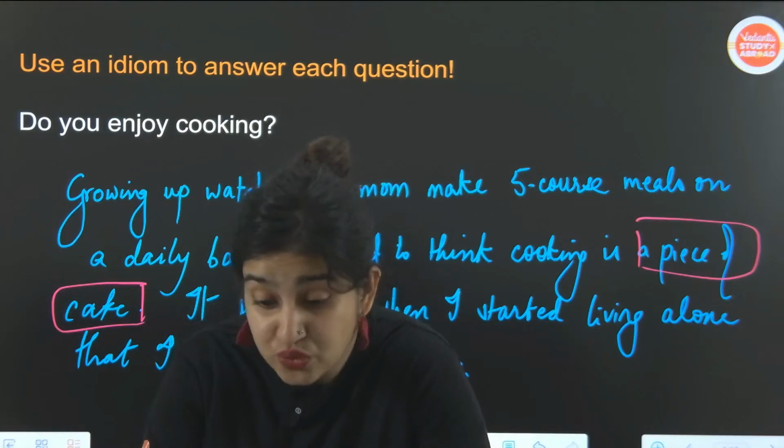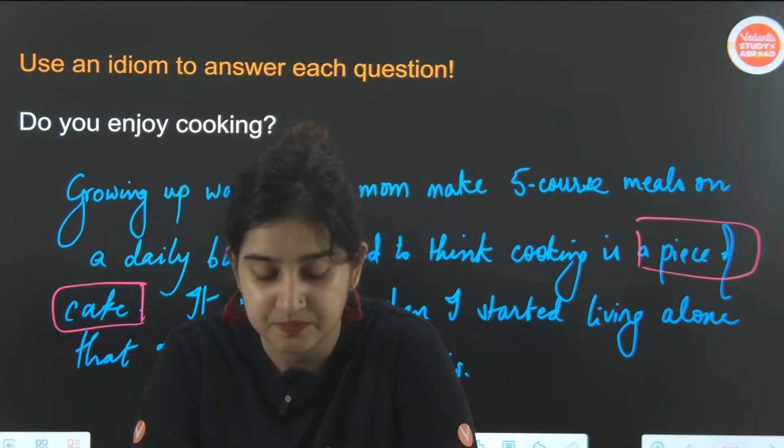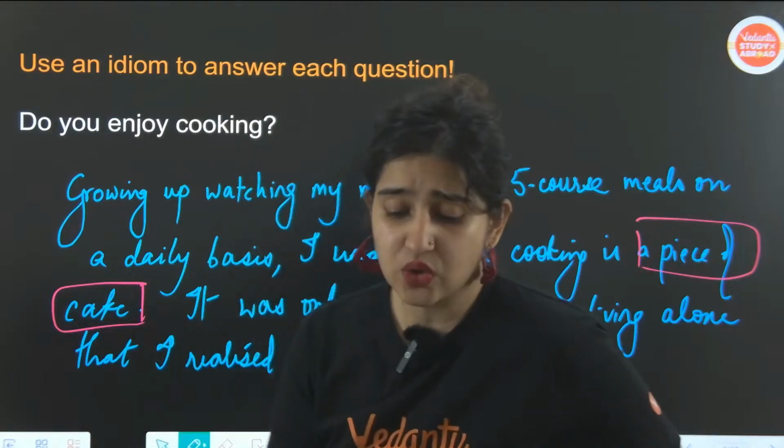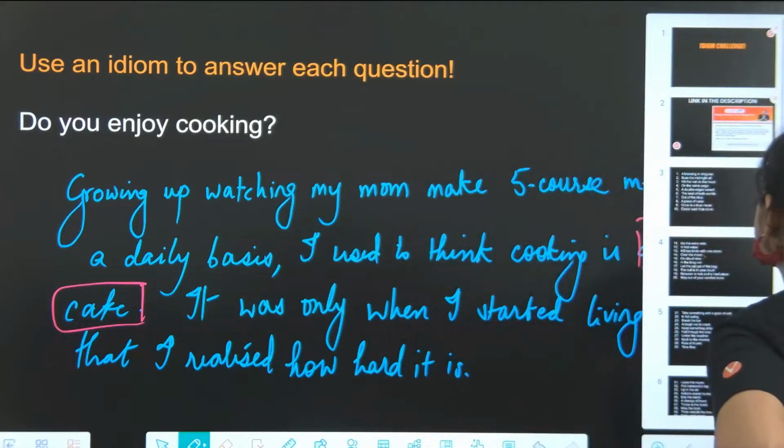Elliot, you have not used an idiom. The entire point of this exercise is to incorporate idioms. Okay, so Harsh, you've also used a piece of cake. Now let's try using some other idiom here.